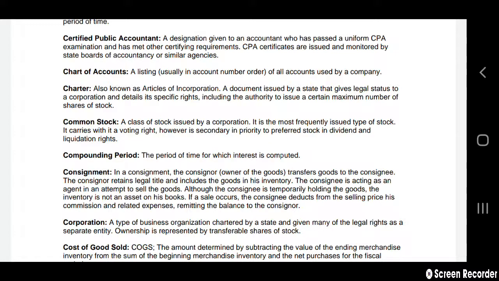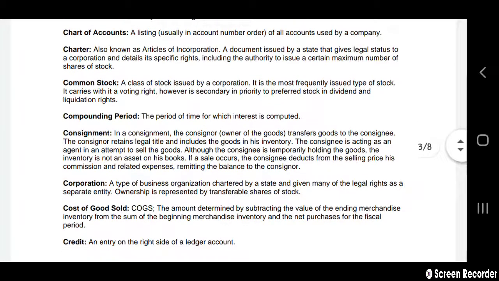Next, chart of accounts. A listing of all accounts used by a company is called the chart of accounts.